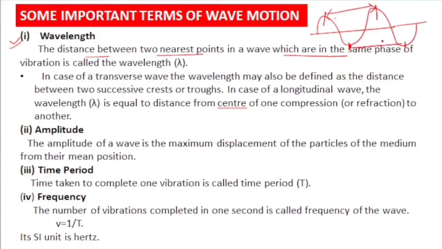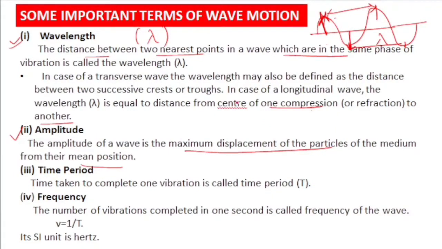This is called wavelength. You can also define it in case of a transverse wave: this one is a crest, so the distance between two consecutive crests or two consecutive troughs is called wavelength. Or in case of a longitudinal wave, the distance from the center of one compression to another. So you can define wavelength. It is denoted by lambda. Next is amplitude. It is the maximum displacement of the particles of the medium from their mean position. This one is the mean position. Maximum displacement in the upward direction or in the downward direction.